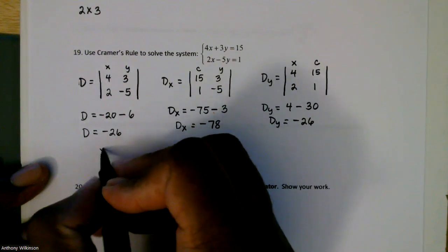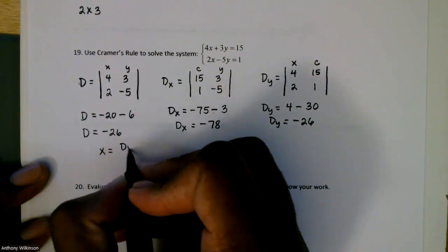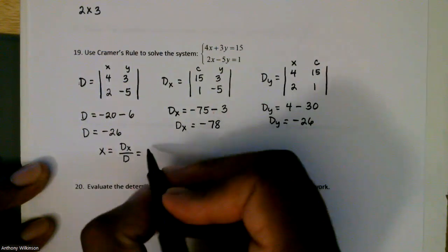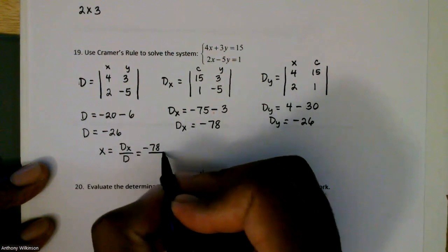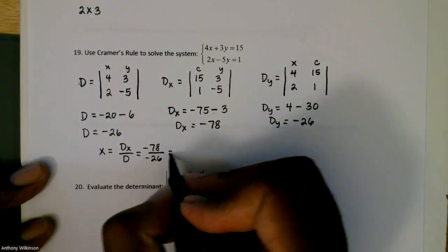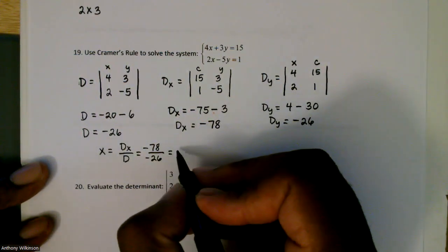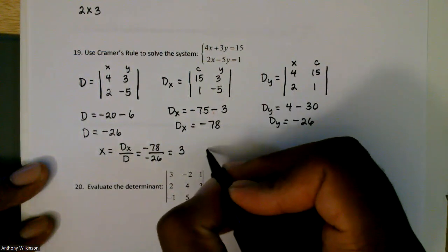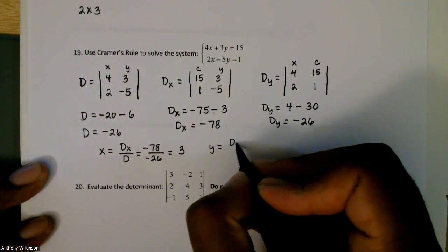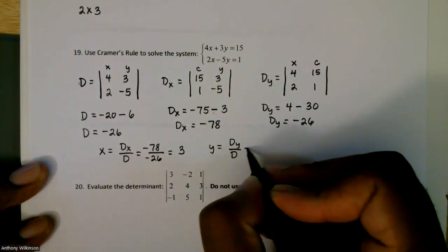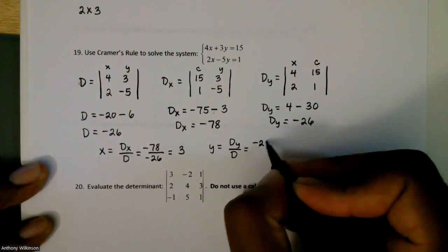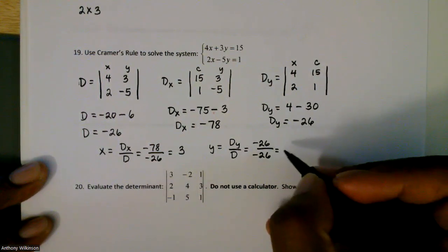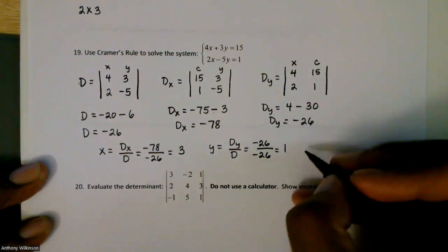Now I'm going to find out what x and y are going to be. X will be d sub x divided by d. Your d sub x is -78, and d is -26. -78 divided by -26 will end up being 3. And now for the y, that will be d sub y divided by d. D sub y is -26, and d is -26. -26 divided by -26 will be 1.